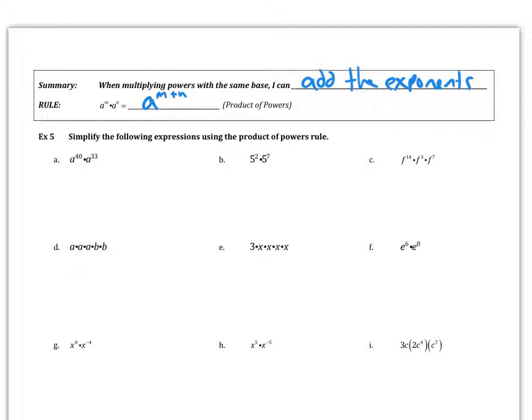So part A, we'll just do a few of these. Example A: a to the 40 times a to the 33. I just add those exponents up. I get a to the 73. In part B, 5 squared times 5 to the 7th would equal 5 to the 2 plus 7, which is 9. We could get that answer on a calculator. We'll just leave it like that. F to the 14th times f to the 3rd times f to the 7th would be, that's 14 and 3 is 17, and 7 is 24. So f to the 24th power. Let's skip down a little bit just to do a couple more examples. Getting a little long in the video, so we're almost done here.